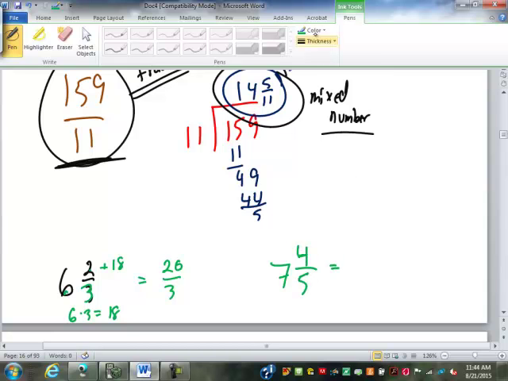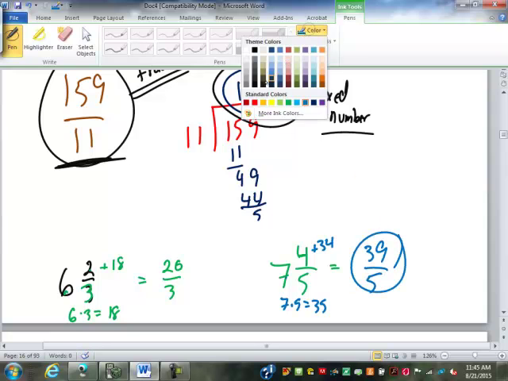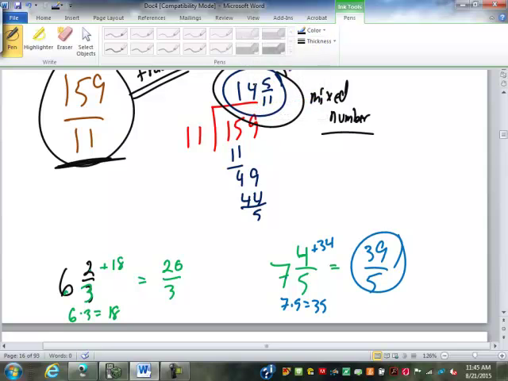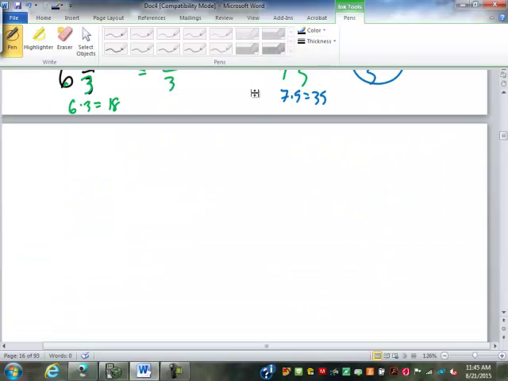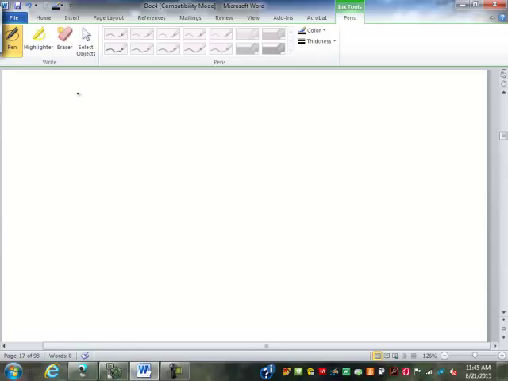7 4/5. So again, we break the 7 into pieces, so 7 times 5 is 35, and plus the 4, 39/5. Simple enough? Okay. Well then, let's get back to operations with numbers.